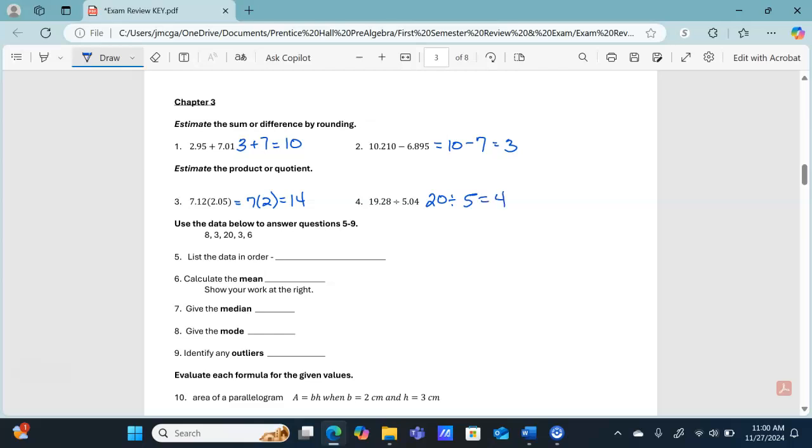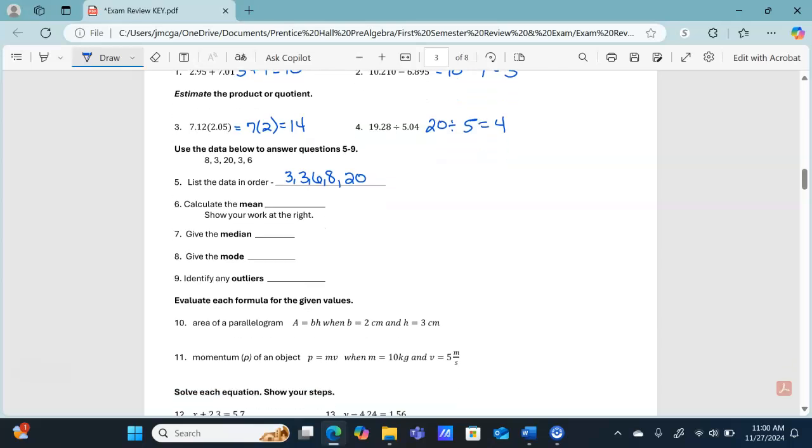Okay, 5 through 9, we're using this data. The first thing I ask you to do is order your data so that it's in smallest to greatest form. Calculate the mean. To do that, you have to add up your numbers. 3 plus 3 is 6, plus 6 is 12, plus 8 is 20. Carry my 2, I get 40. And then there were 5 terms, and that will go in 8 times. So my mean is 40.